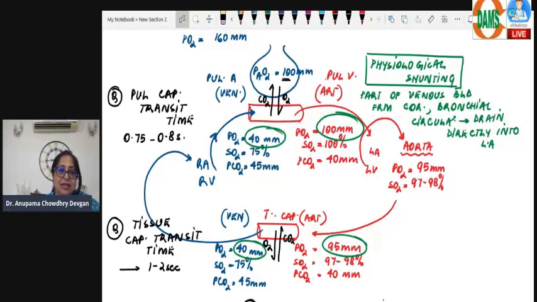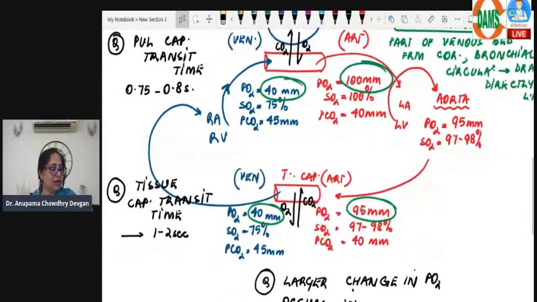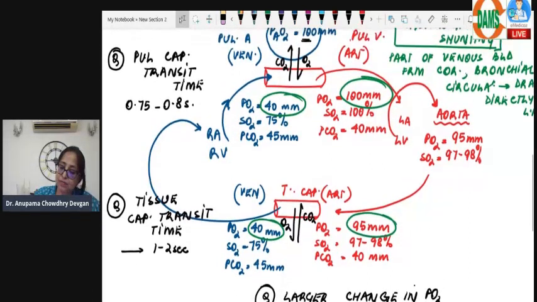Pulmonary capillary transit time is 0.75 to 0.8 seconds. Tissue capillary transit time, 1 to 2 seconds. Larger change in PO2 at the level of the pulmonary capillary. Okay, is everybody okay with this? All right. Now, this is as far as your respiratory exchange is concerned.